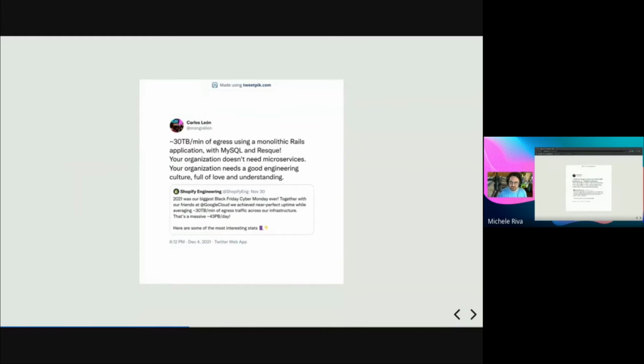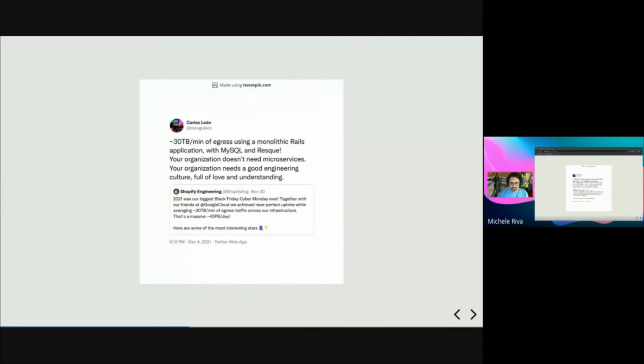So we saw a moment ago how Twitter had to run away from Ruby on Rails because it couldn't scale anymore. But today we see Shopify, and this is a tweet from the start of December, where Shopify on Ruby on Rails and MySQL were serving 30 terabytes per minute of data, which is a lot. And they're doing that thanks to Google Cloud. So, I mean, big applause to Google Cloud for doing that. But also that shows us that there is not a perfect programming language for scaling.